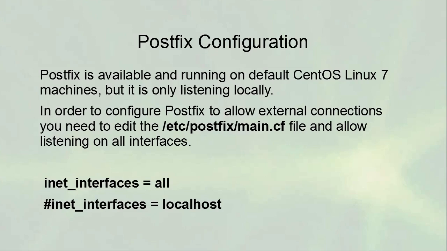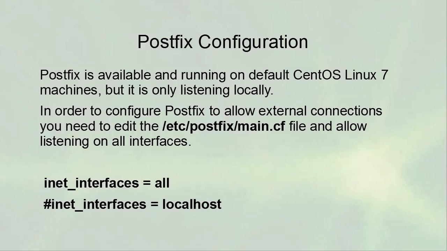So normally you write cron jobs that have no output unless there's an error, and then they produce output and it gets emailed to the administrator. But if you wanted to do more than just listen locally, you need to make some configuration changes. So in order to configure Postfix to allow external connections, you need to edit the /etc/postfix/main.cf file and allow listening on all interfaces.